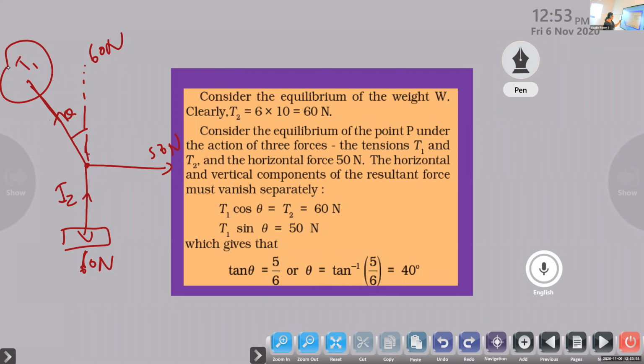So that is T2. T2 is the force which is acting against this 60 Newton, and that is acting vertically. Therefore, we can consider T2 is equal to 60 Newton, which is equal to T1 cos theta. If you are getting confused, we can take angle theta this way also. Well, they are equal, no?